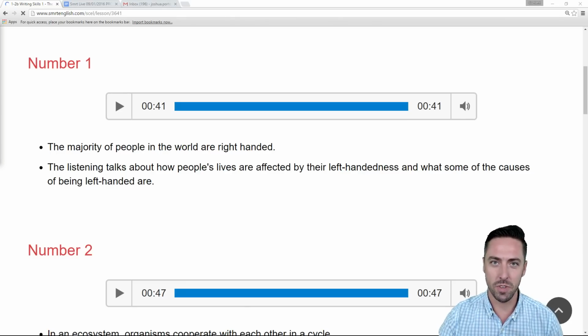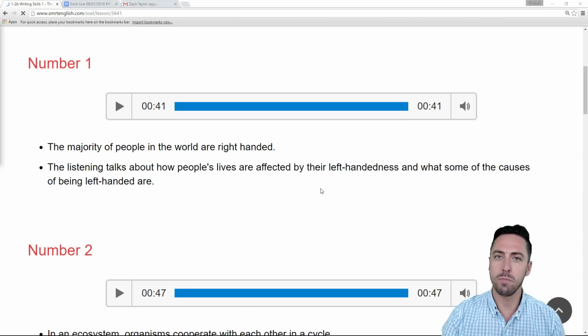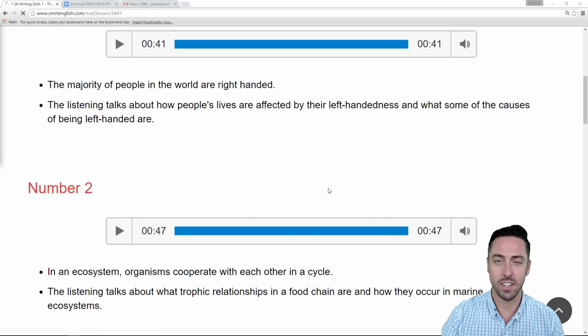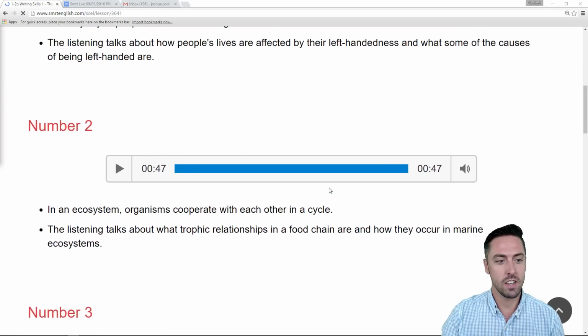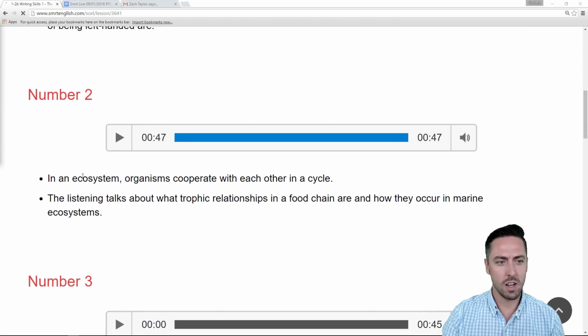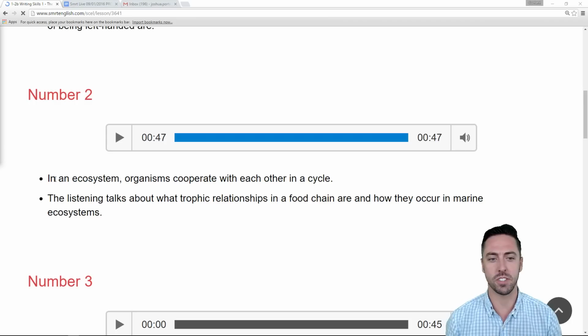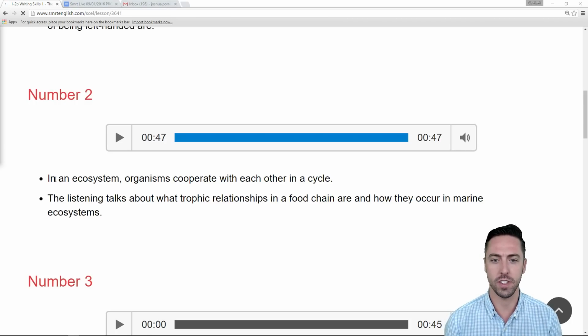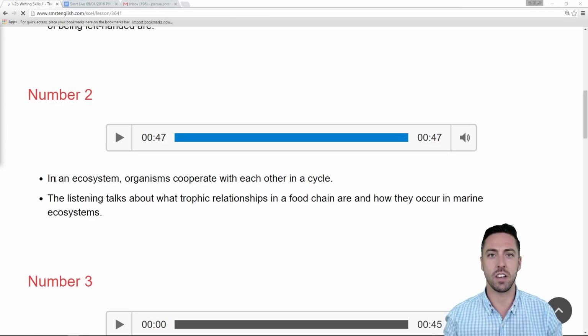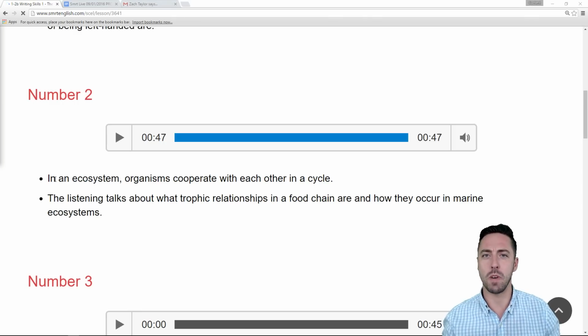The first listening there that we just replayed, the majority of people in the world are right-handed, is a general statement. The next one, which is in an ecosystem, organisms cooperate with each other in a cycle. Again, this is more detailed information. It's not a thesis yet. It's an explanation of what the topic might be about.